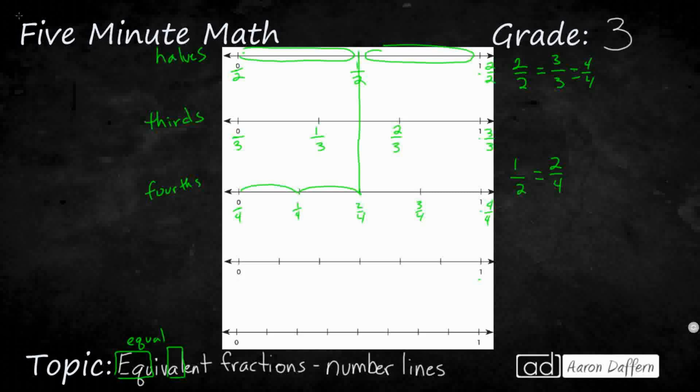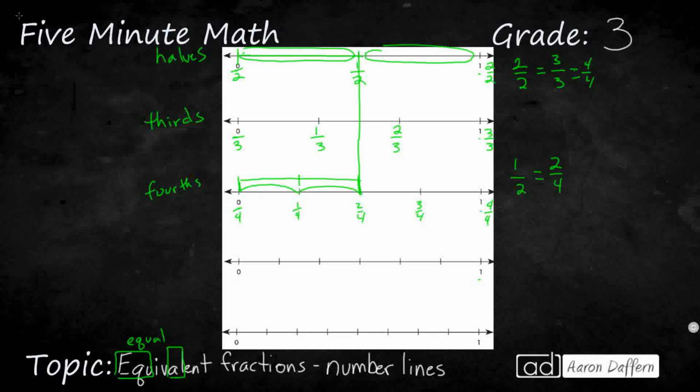What ends up happening is they're the same distance from 0, but the units are different, because here's this 1/2 right here. From here to here is 1/2. That's what shows up here. All we did was cut the half in half.